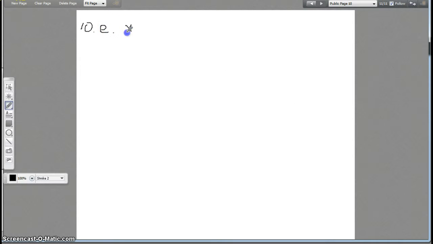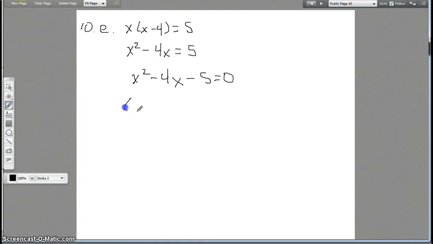Part E, we have x times x minus 4 equals 5. Okay, what we're going to need to do here is distribute this x across the parentheses. We'll get x squared minus 4x equals 5. Now I'm going to subtract 5 from both sides to get x squared minus 4x minus 5 equals 0. And now I can factor this equation. So I'm going to factor it as x minus 5, x plus 1, and all of that equals 0. So x is either going to equal 5 or negative 1. So if x equals 5 or if x equals negative 1, this equation will multiply to 0.